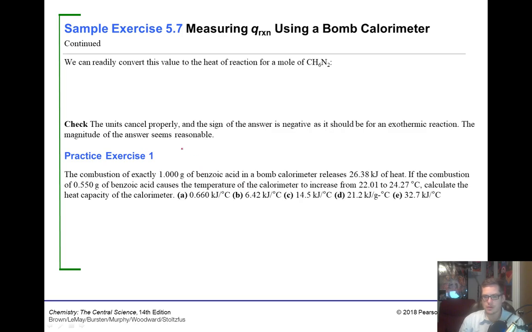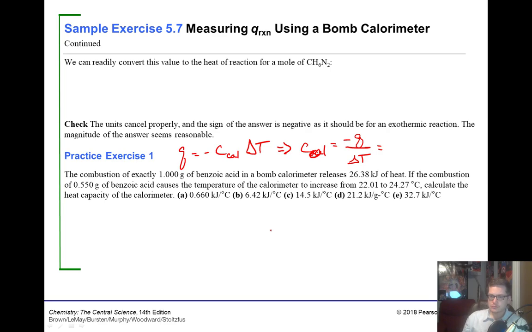Okay, so our Q equals negative C calorimeter times the change in temperature. So we can rearrange to solve for the calorimeter. The heat capacity of the calorimeter is equal to negative Q divided by our change in temperature. Now here's the tricky part: we have to find that Q.